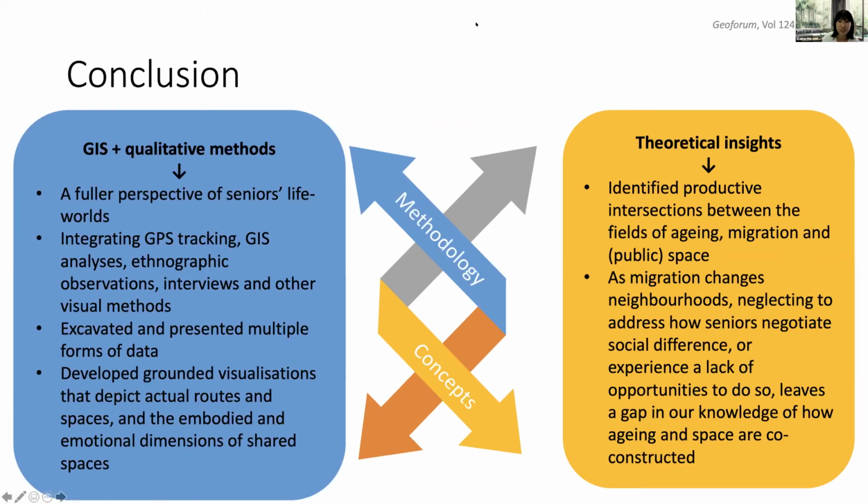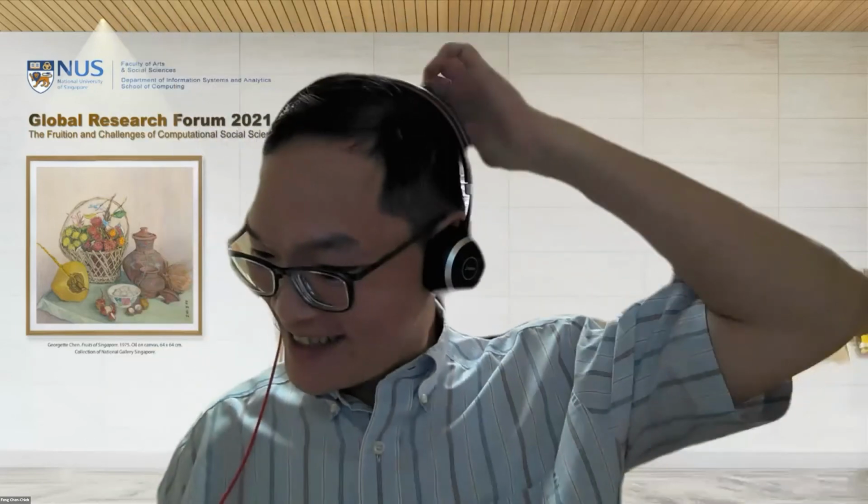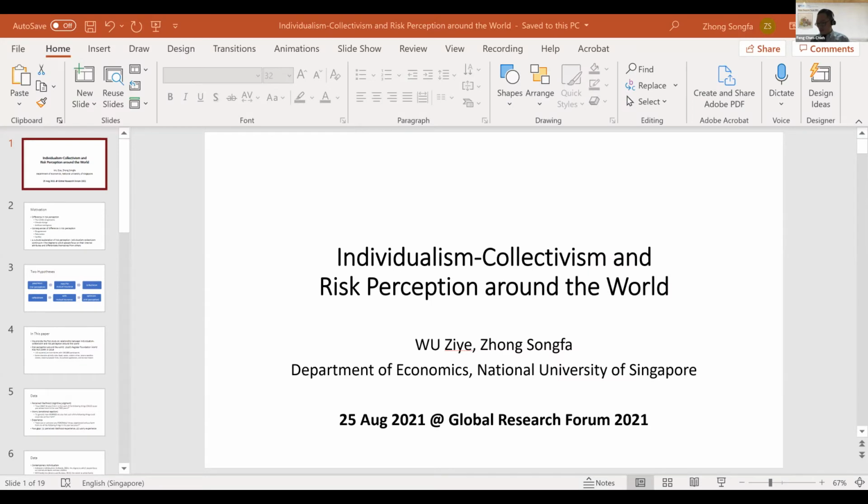Thank you very much, Elaine, for the rich talk on, so basically, a mixed method approach with some policy implications. All right, so our next speaker is Zhong Songfa from the Department of Economics. His talk is about individualism, collectivism, and risk perception around the world. Please, Songfa. So thank you.